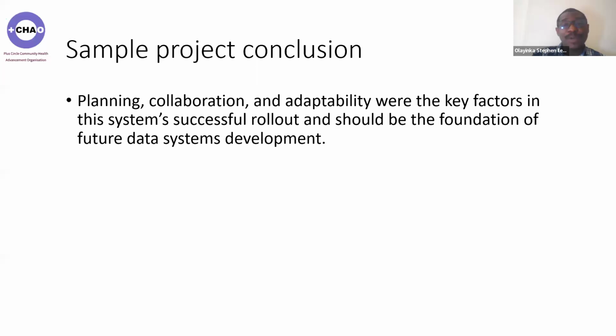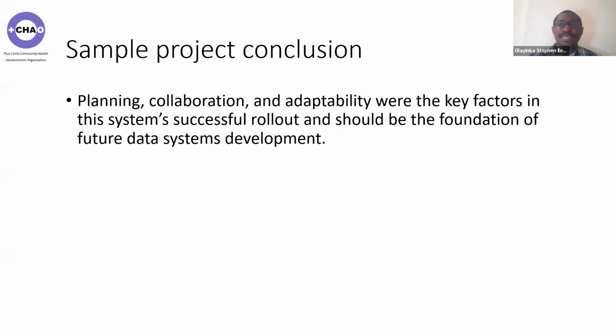Planning, collaboration, and adaptability were the key factors in these systems successfully rolled out and should be the foundation of future data system development. Let's look at this conclusion again. Planning, collaboration, and adaptability were the key factors in this system's successful rollout. That was the conclusion.